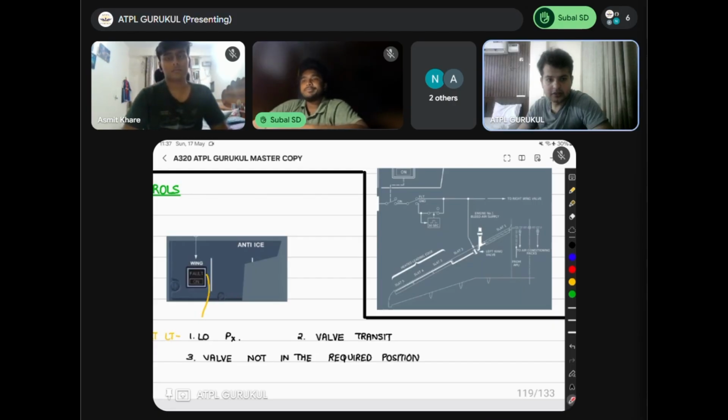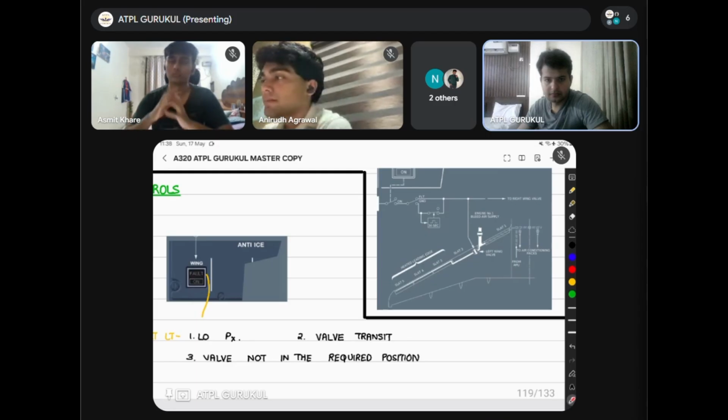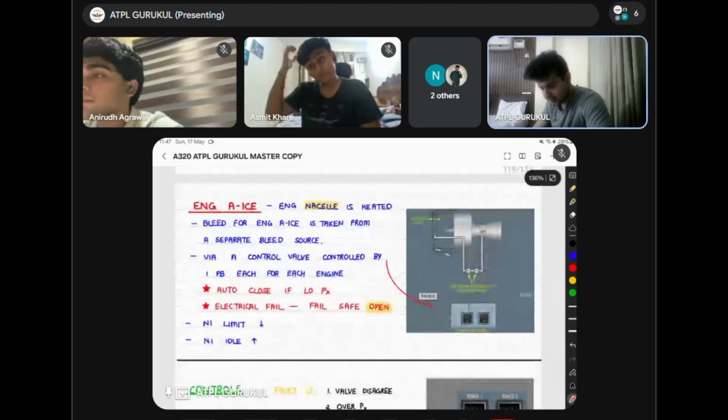You can also look at the engine warning display and the ECAM memos. Once you're done with that, we can go on to the next portion. Done? Great. The next portion that we're going to study is engine anti-ice.